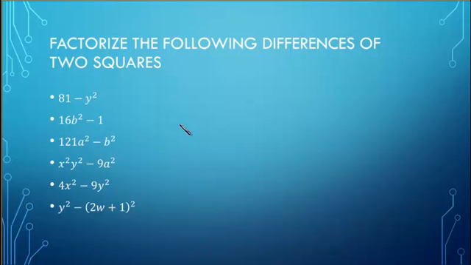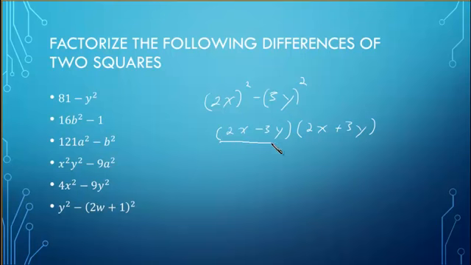In this case we have 2x quantity squared minus 3y quantity squared. So this becomes 2x minus 3y, 2x plus 3y. And so now we have a product of these two terms here. And now we look at this last one. And remember I said the a's and b's that we use to establish the general pattern can actually represent more complex expressions, as we see here.